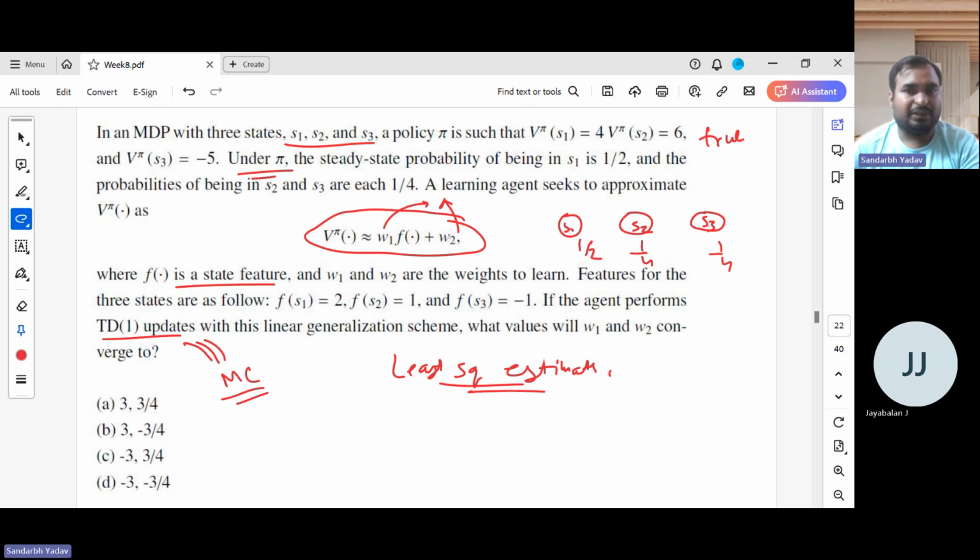So what we have to do in this problem is, we have our estimated V function and we are given the true function. We will solve the least square error and minimize it, and whatever W1 and W2 we get from here will be the values. So this is all you have to do. But one thing to take care of is that all the states won't get the same weight, because the steady state probability of being in the three states is different. It's 1 by 2 for S1 and 1 by 4 and 1 by 4 for S2 and S3. So you will weight the error terms by these probabilities.